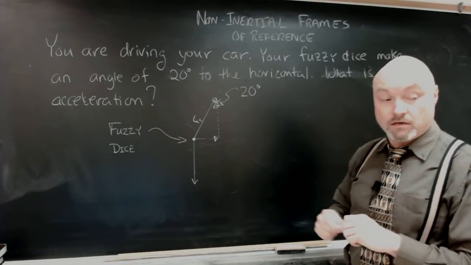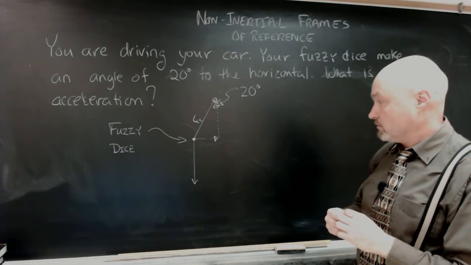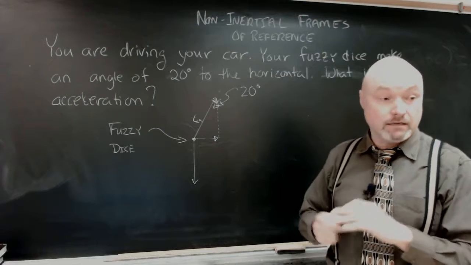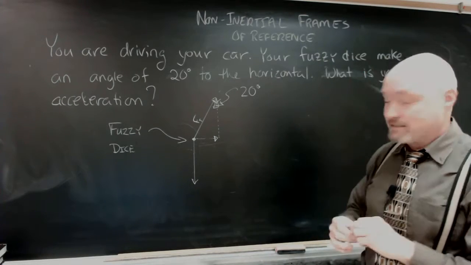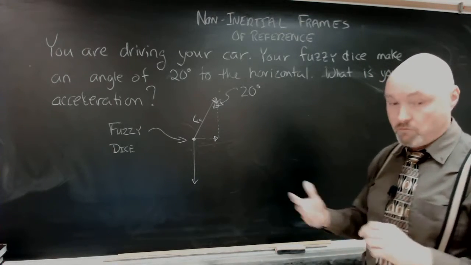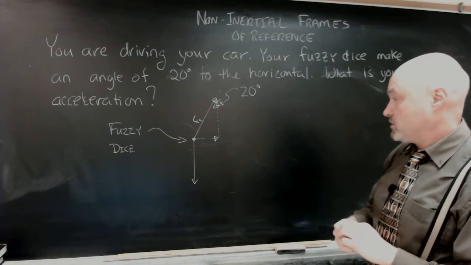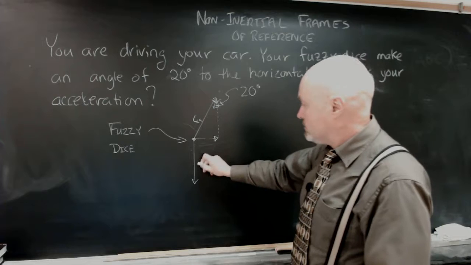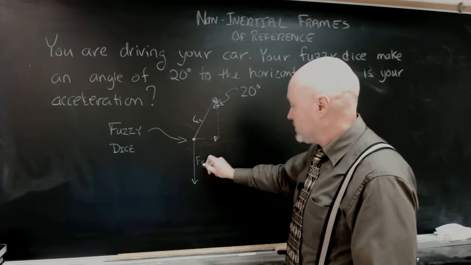So this is this non-inertial frame of reference where your dice look like they're being affected mysteriously by a force, but in fact in your frame of reference it's accelerating, and so the dice are just doing what they should do, trying to not accelerate. Okay, so this is the force of gravity here.